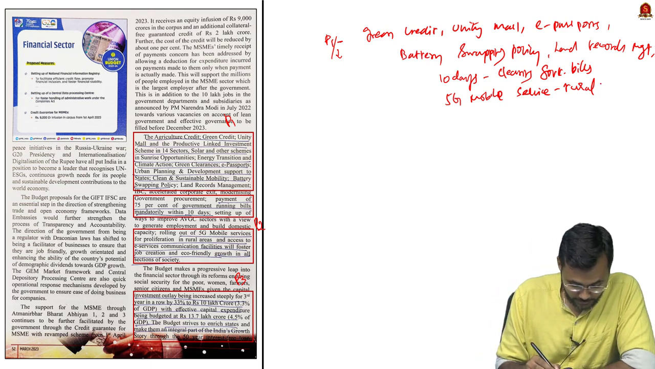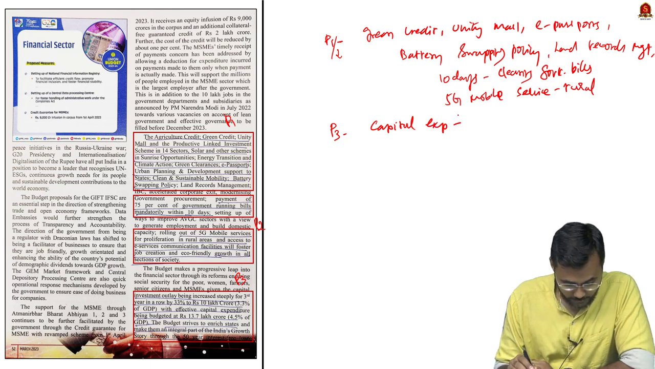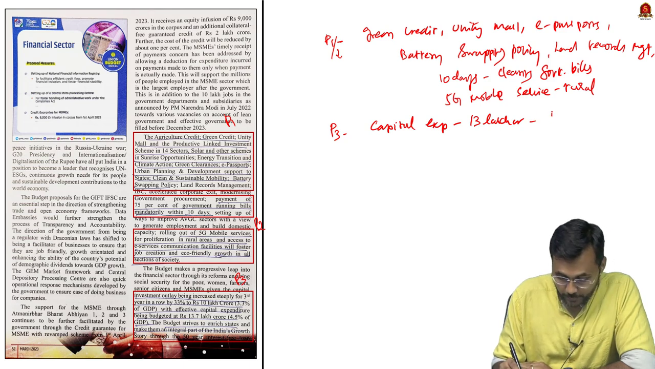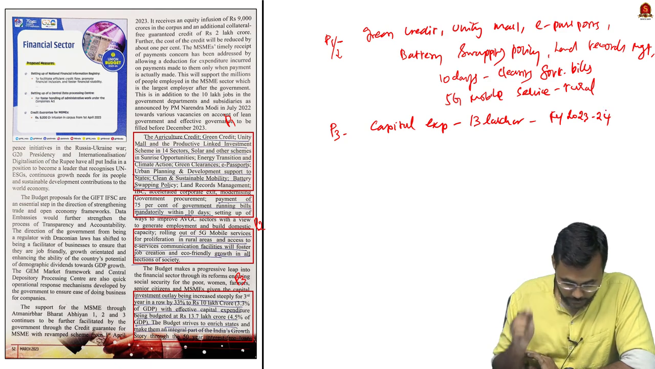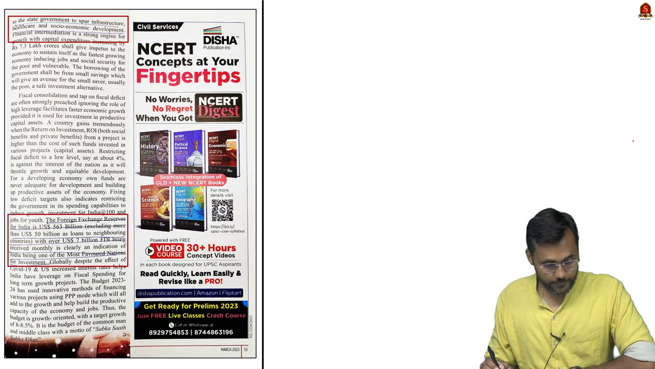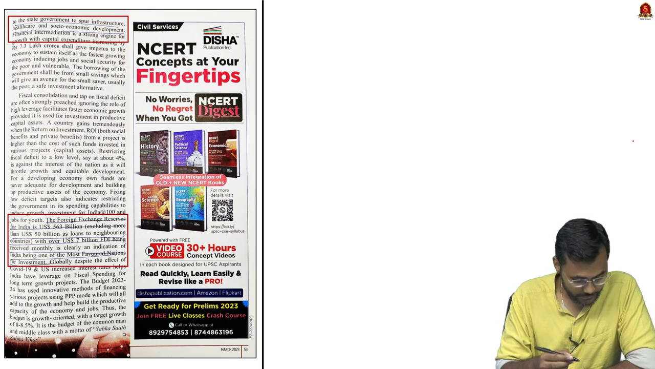And paragraph 3 speaks about the importance of capital expenditure. The data is given. So around 13 lakh crore is being allocated in this budget for capital expenditure, that is financial year 2023-2024, and also 50 years interest-free loans. So that is given to spur infrastructure and economic development of the states.